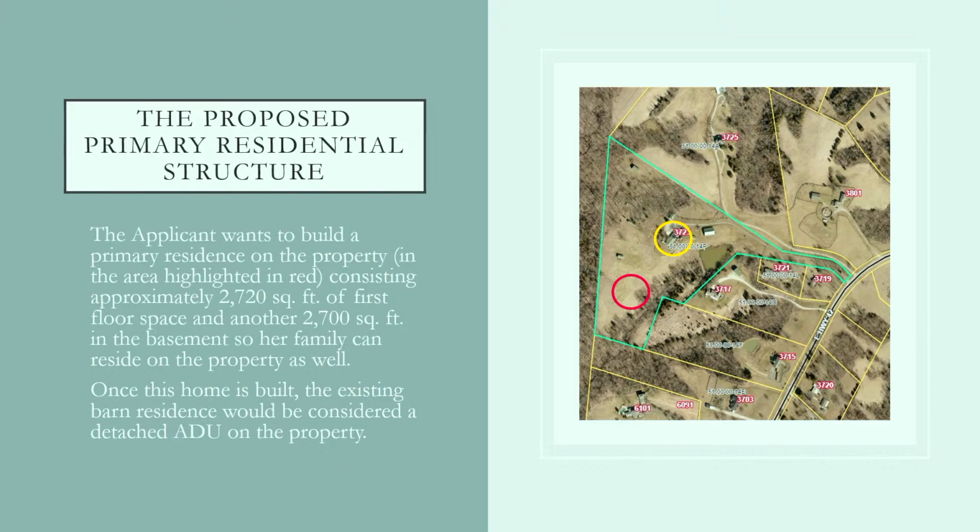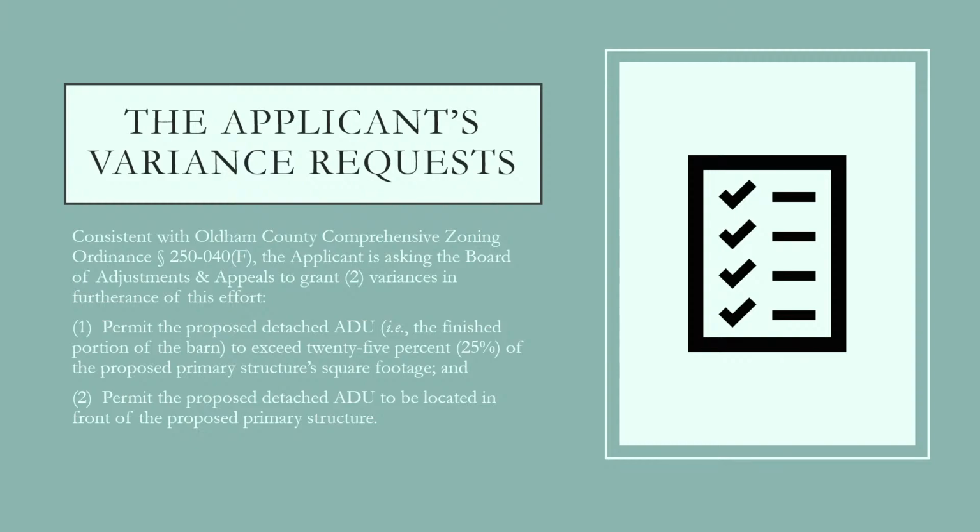Once the home is built, as we talked about, the existing barn residence would be considered a detached ADU on the property. That's what we're asking you all to consider for this. So again, they want to build a residence so that her family can move in, and that the current barn that is already there as a residence would become a detached accessory dwelling unit on the property. And we're asking you all for that purpose. So I want to make sure I explain that as being the rationale behind why they're actually doing this.